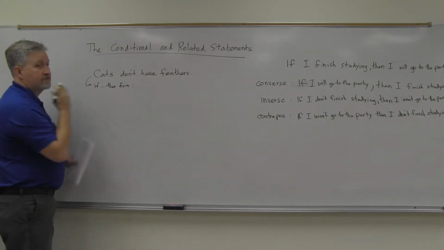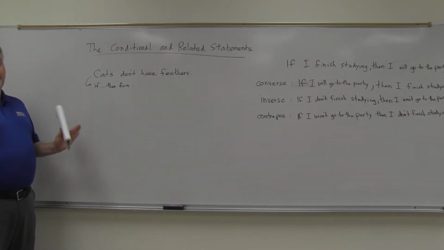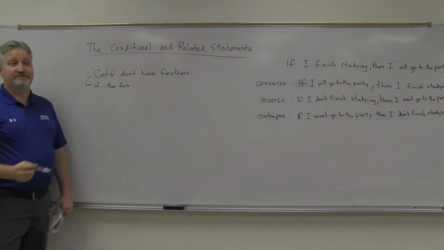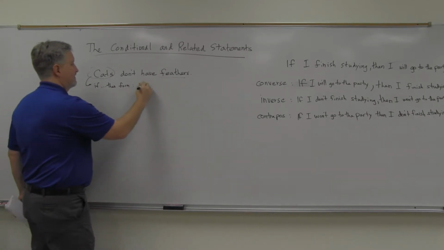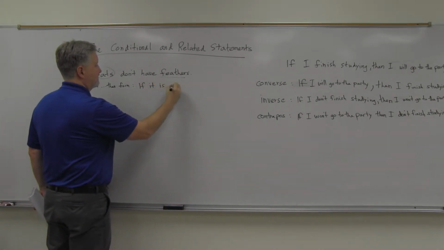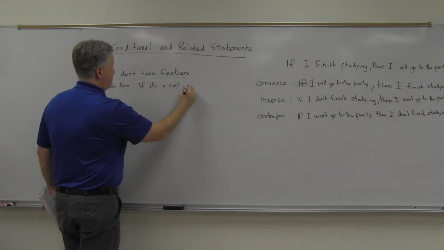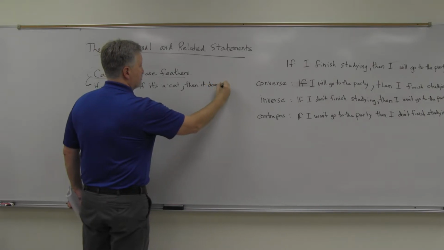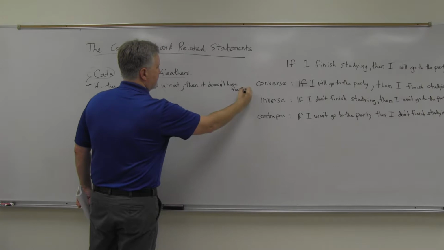And so it's kind of like the ones we were talking about earlier. I need to have two parts here. The two parts here are what? Cats and don't have feathers. So if it's a cat, then it doesn't have feathers. With me on that? Is that okay?